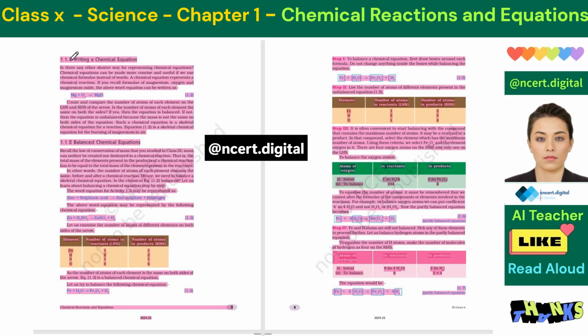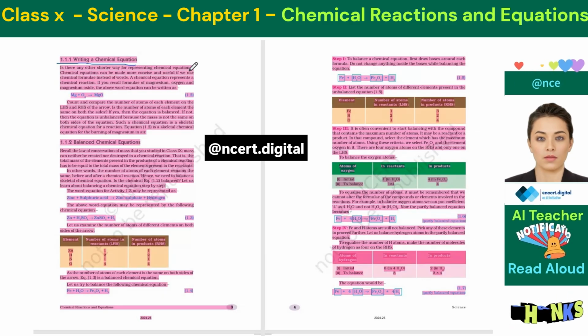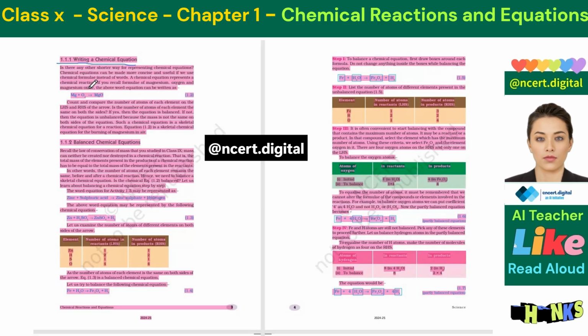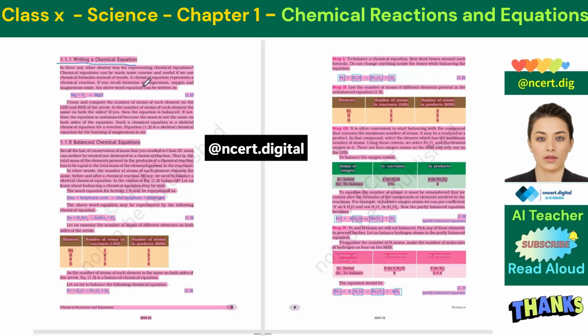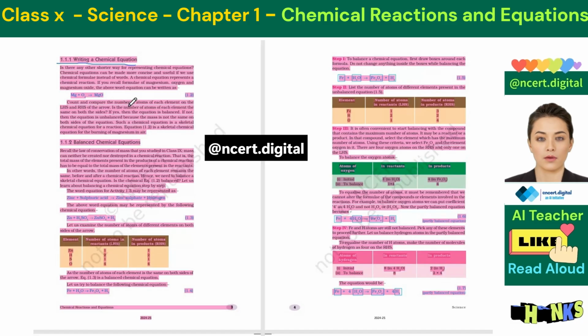1.1.1 Writing a chemical equation. Is there any other shorter way for representing chemical equations? Chemical equations can be made more concise and useful if we use chemical formulae instead of words. A chemical equation represents a chemical reaction. If you recall the formulae of magnesium, oxygen, and magnesium oxide, the above word equation can be written as Mg + O2 → MgO (1.2). Count and compare the number of atoms of each element on the LHS and RHS of the arrow.